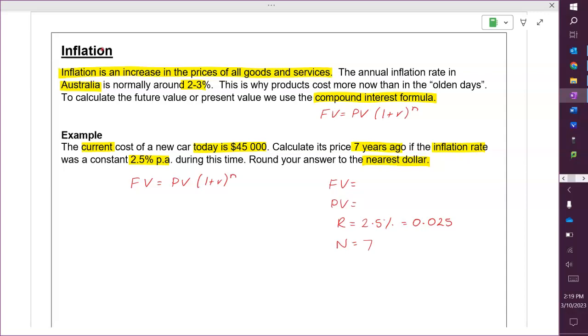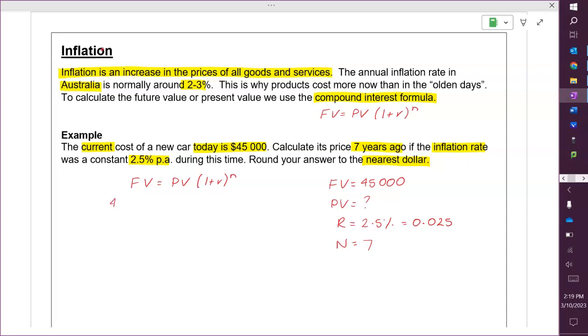Is it our future value or our present value? So if we look at this, it says the current cost of a new car today is $45,000. Calculate its price 7 years ago. So this is where it comes into it. The cost of the car today is $45,000, but 7 years ago when it was bought, this is what it's saying it would have been. So this is actually our future value, our $45,000. And we're then trying to find, well, what did we actually pay for it 7 years ago?